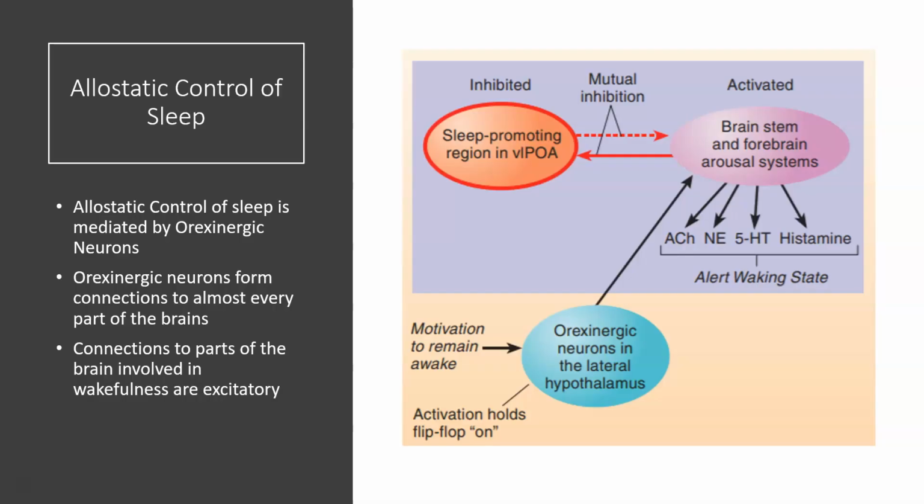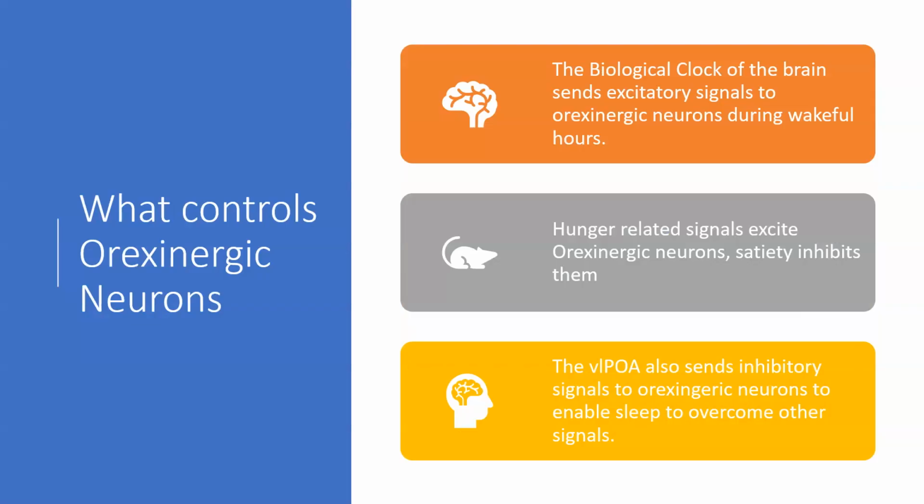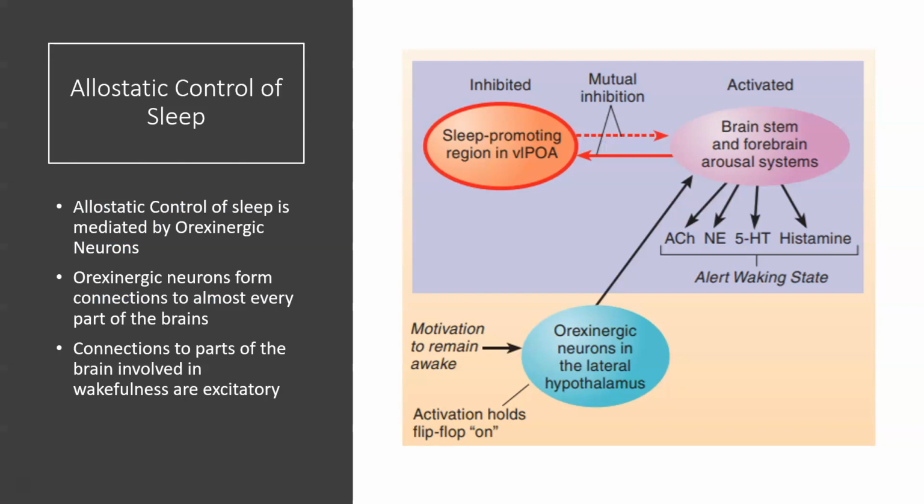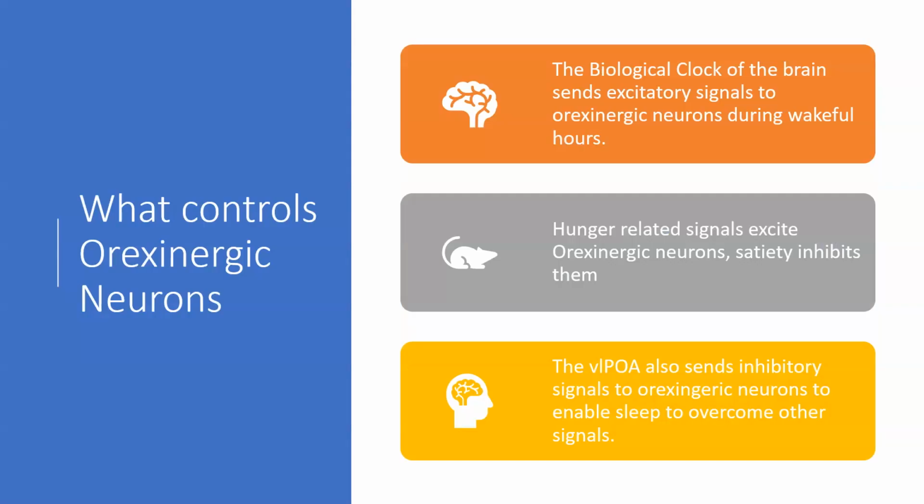And then there's allostatic control, which works to excite the wakefulness-promoting areas of the brain, which leads to inhibition of the sleep-promoting region of the brain. Orexinergic neurons form connections to almost every part of the brain, and all of the connections to the wakefulness areas are excitatory. So it acts to hold the on switch on.